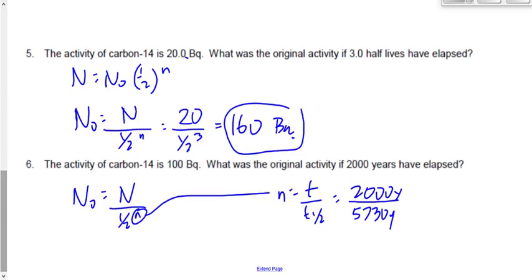The answer for that, if you forget from when I gave you the answers, was 127 becquerel, which seems reasonable again. If this is our original amount, our final amount is 100. We have less than 1 half-life gone by, so that seems reasonable.